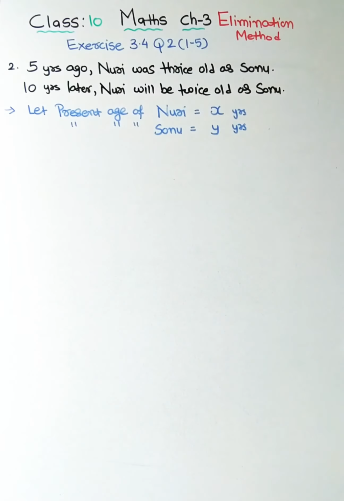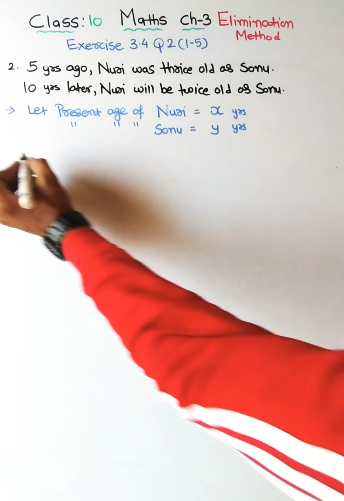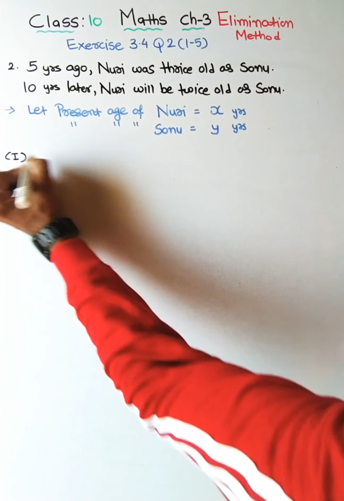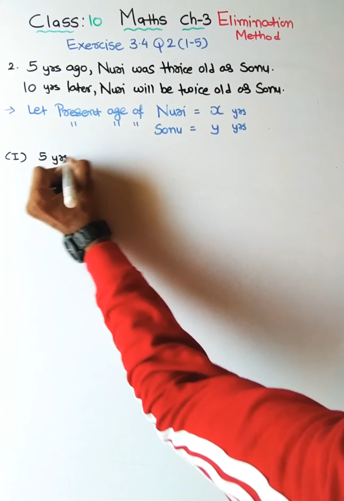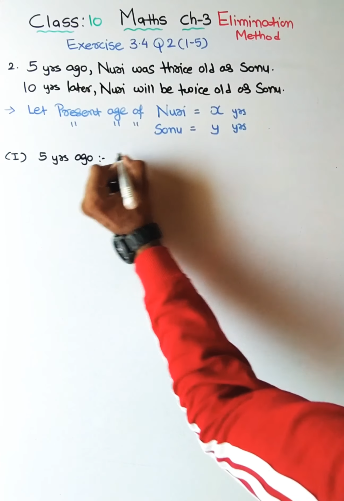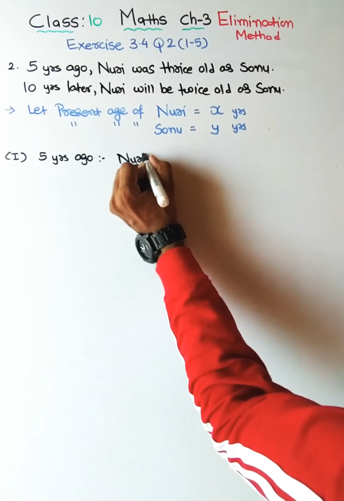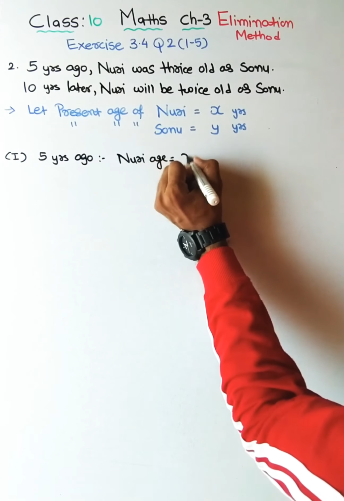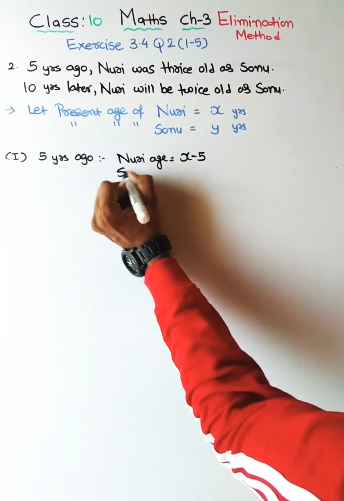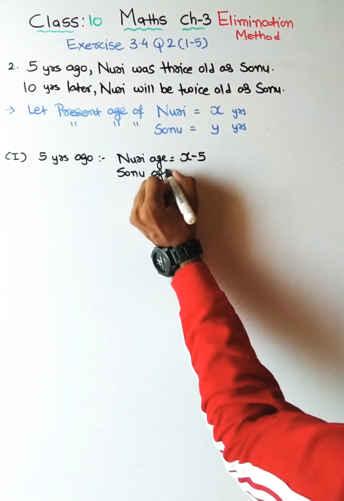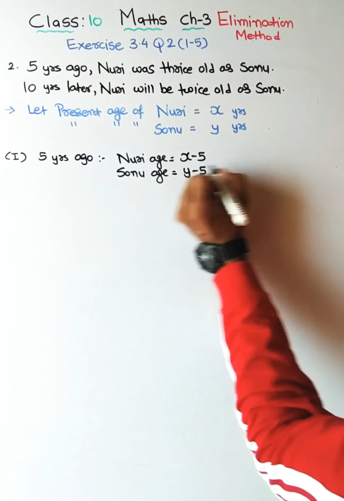Right? So what we are finding, we have assumed. Now what we will do, we will see both the cases. So the first case is 5 years ago. So starting with the first case, that is 5 years ago. Now 5 years ago, Noori's age will be x minus 5 and Sonu's age will be y minus 5 years.